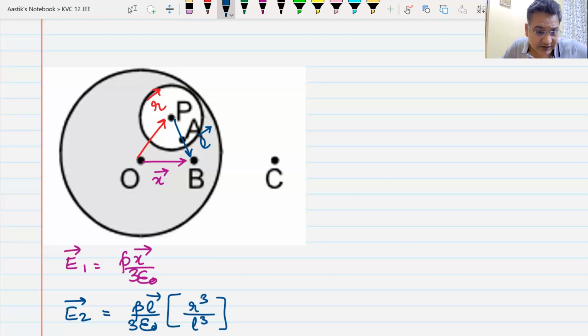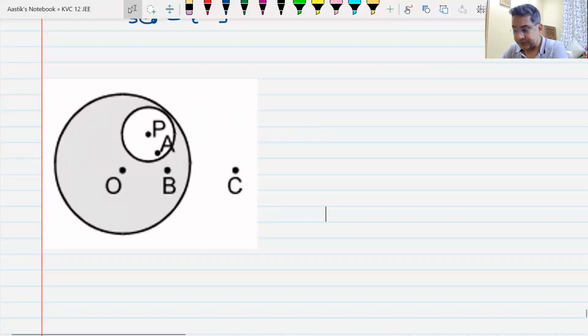Then comes the last one in this category. And what is the last one in this category? You have to find the electric field at point C, which is the exact question that came in this JEE. So this is the question that we are going to do. Sphere with the hole, outside the sphere. And this is the motivation for us.